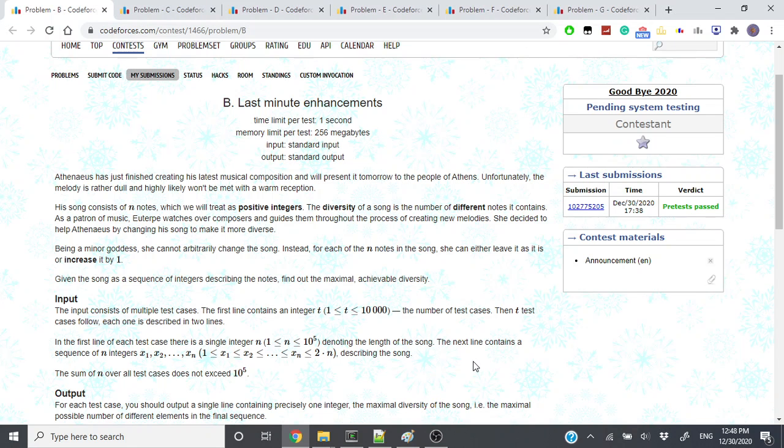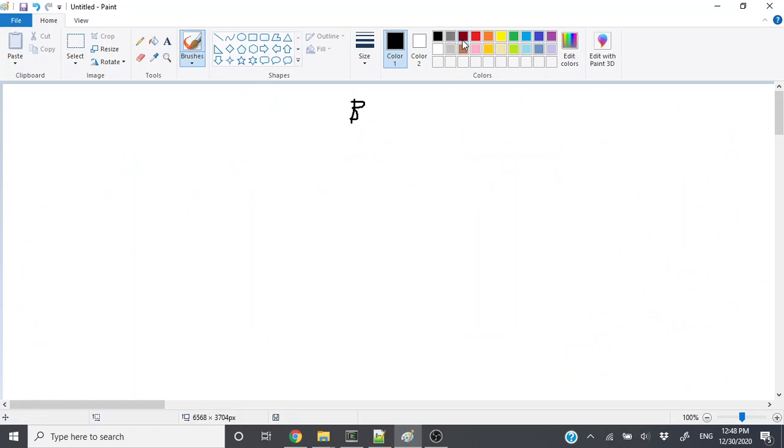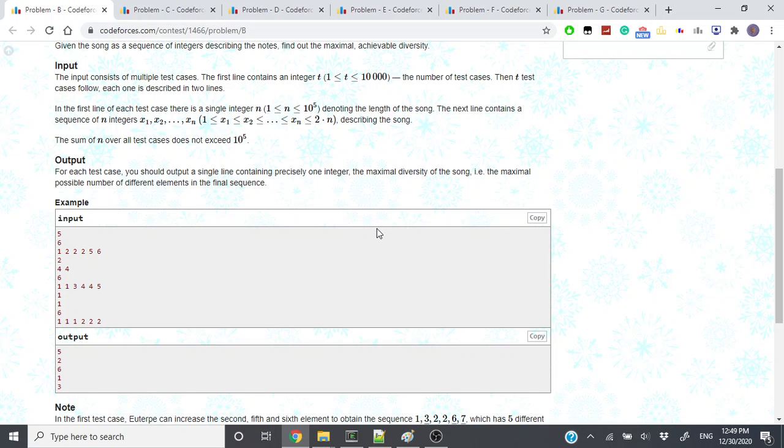All right. So B asks, what does it ask? You have a list of numbers. So for example, 1, 2, 2, 2, 5, and 6. And it asks if you can increase each number by 1. For each number, you can either increase it by 1 or leave it unchanged, or increase it by 0. And what you want to know is, given that you can do these operations on each number at most once, how many distinct numbers can you have in the best case?